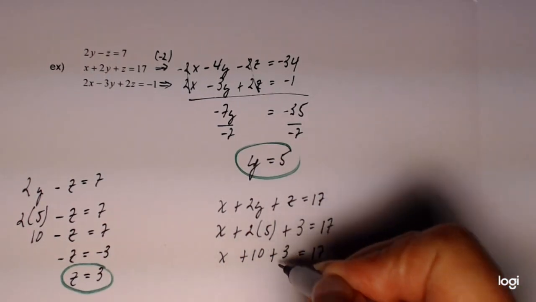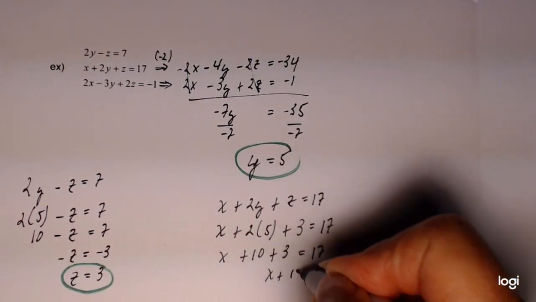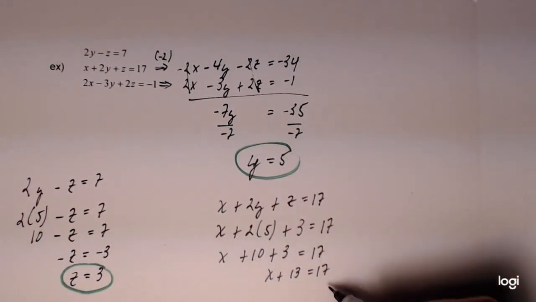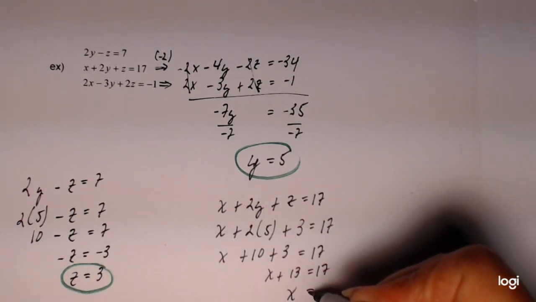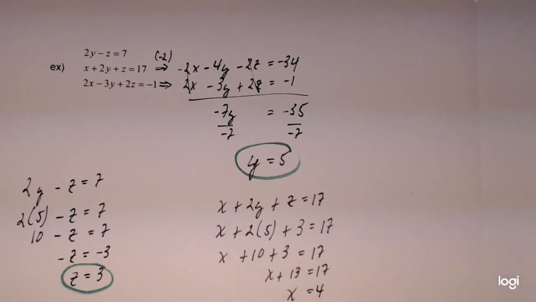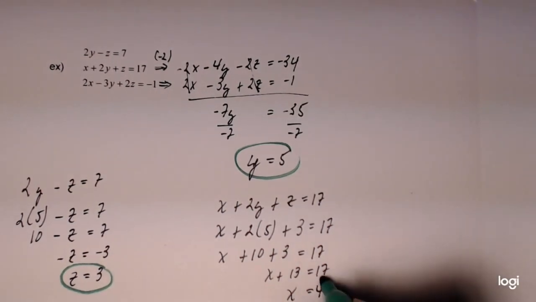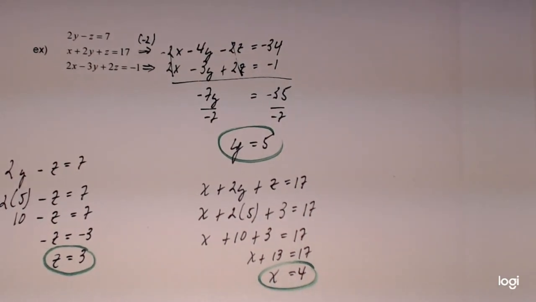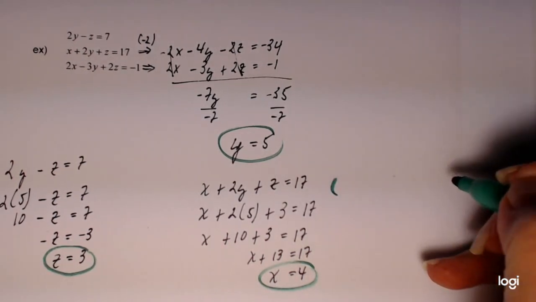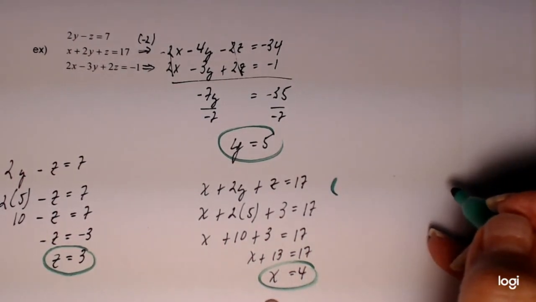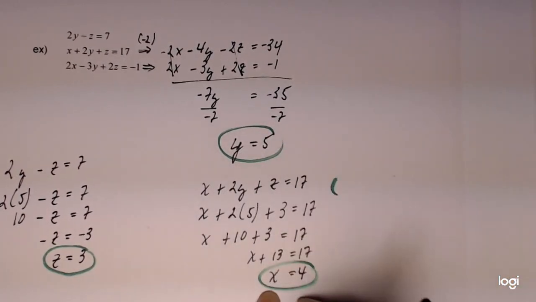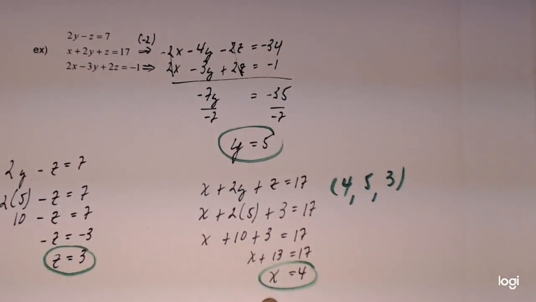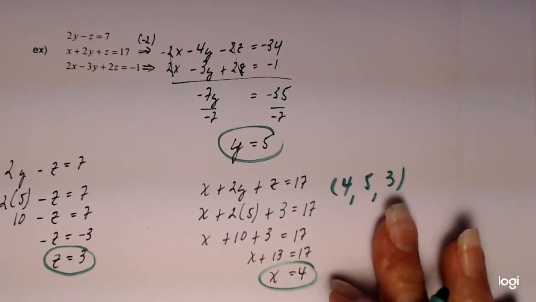And now 10 plus 3 is 13. x plus 13 equals 17. Getting to the end, subtract 13 from both sides, and we have x. 17 minus 13 is 4. So we have solved for our x, and now we have all 3 of our variables. Our answer here, to write it like this, remember, x comes first, so don't be fooled, we found that first. It's x is 4, y is 5, and then z is 3. So that would be our answer.